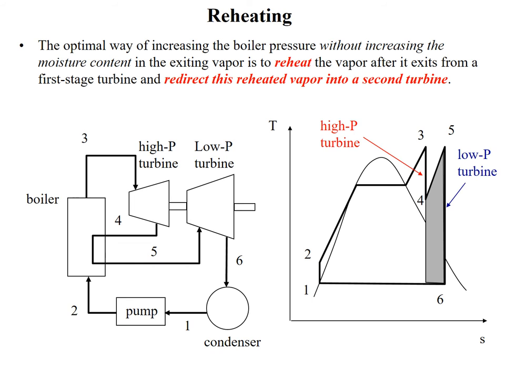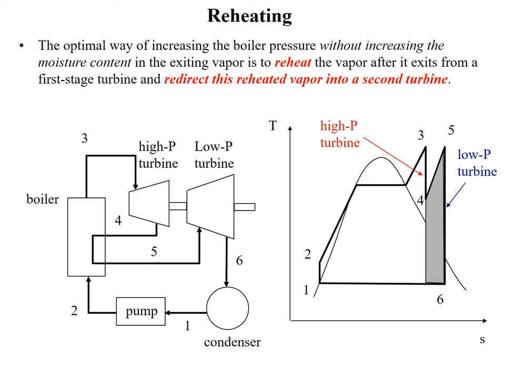Meanwhile, this reduces pressure and temperature, and the vapor is again reheated to a high pressure, so pressure and temperature increase. That will enter into a low pressure turbine where it expands and converts to work output. Then it is supplied to a condenser, where heat is rejected to the atmosphere and it changes phase from vapor to liquid. Then it is supplied to a pump, where it again increases the pressure and temperature a little bit, then it is supplied to a boiler. So this is the reheat cycle.